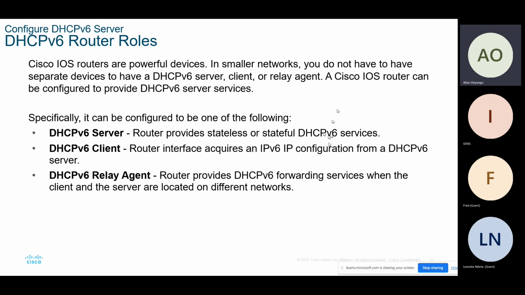And one thing to note, borrowing from yesterday, is that yesterday we were able to configure a Cisco router to be, number 1, a DHCP server, 2, a DHCP client, as it was able to receive an address from a DHCP server, and 3, a relay agent. The same thing is possible in IPv6. You can set a router to become a DHCPv6 server, client, and a DHCPv6 relay agent.